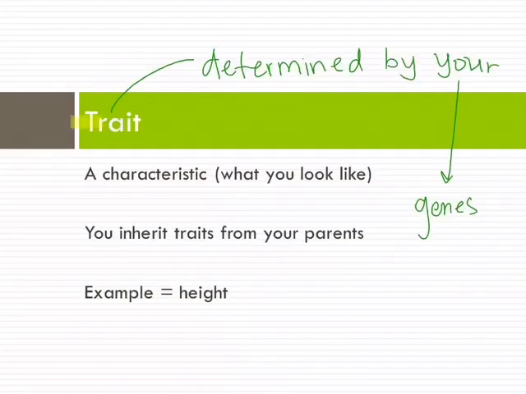A trait is a characteristic. It's what you look like. So your traits are determined by your genes. You inherit both your genes and your traits from your parents. An example would be height, eye color, all that.